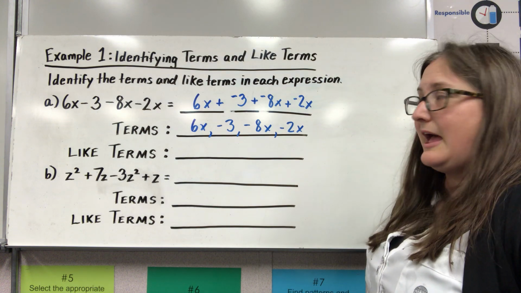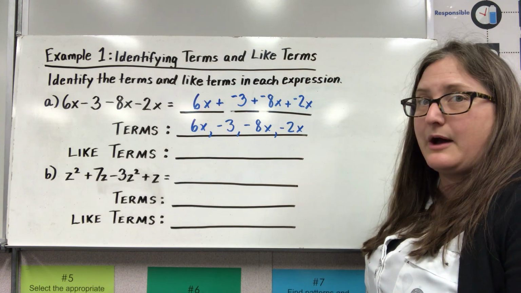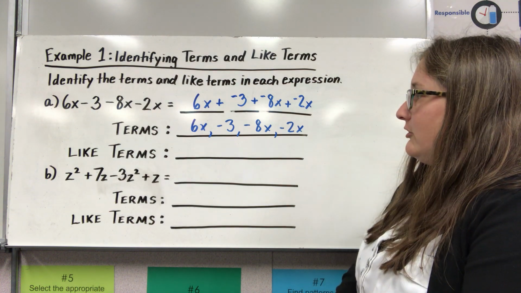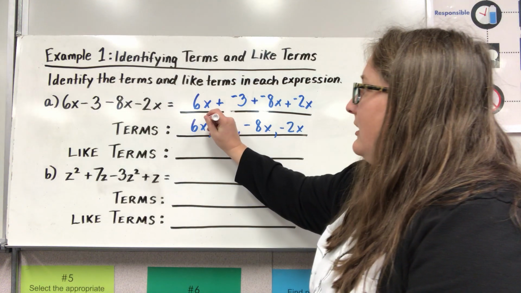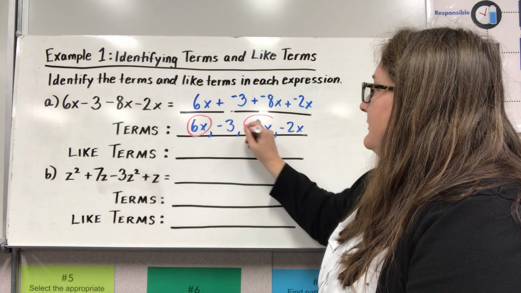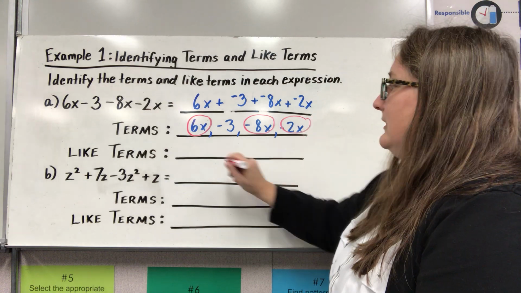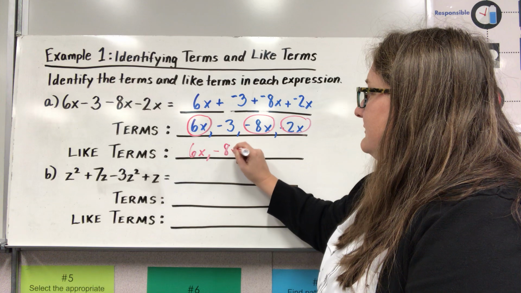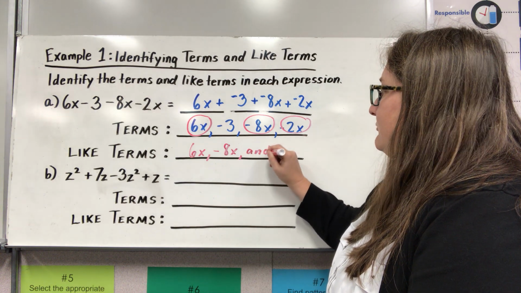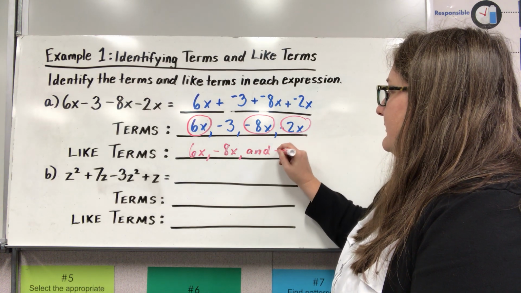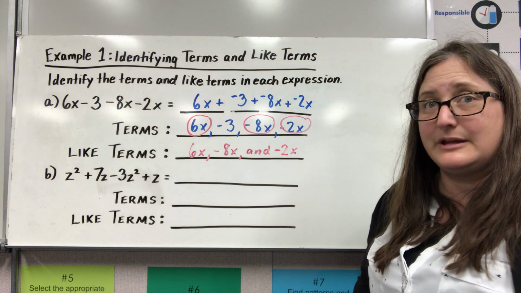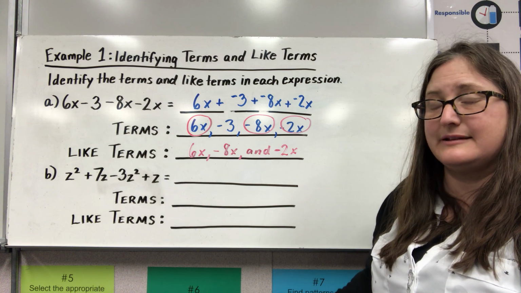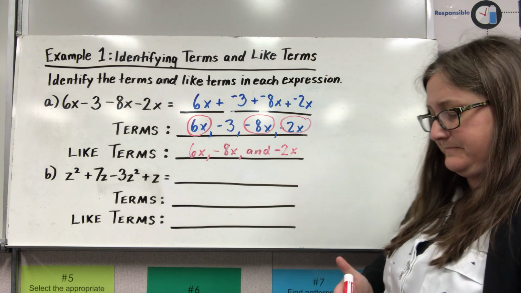My like terms have the same variable raised to the same power, or we can have a pair of constants. In this case, the terms that I see that are alike are the ones that all have x values. So my like terms here are 6x, negative 8x, and negative 2x. Now, negative 3 doesn't have anybody that is also a constant like him, so he doesn't match with anyone. He doesn't have a like term in this problem.